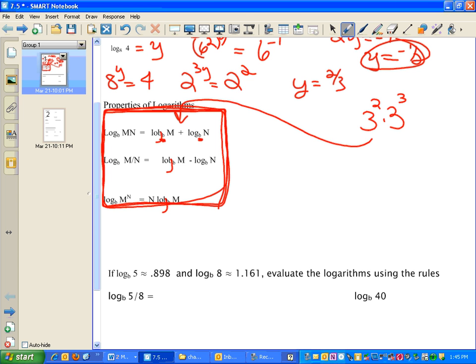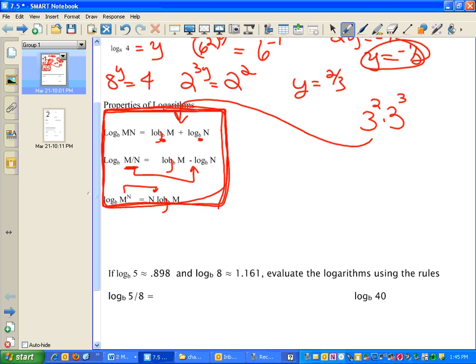When we divide, what are we doing with our exponents? Subtract. Yep. Smaller one from the bigger one, right? The denominator from the numerator. When we raise a power to a power, what do we do with those values? We multiply them. I'm just showing you what those rules are.